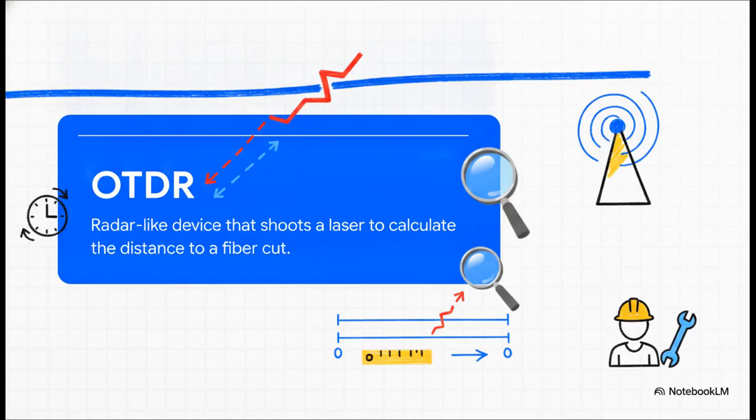This is exactly why we use an OTDR, an optical time domain reflectometer. Oh man, what a fantastic piece of technology. You connect this device to the broken fiber port at the site.